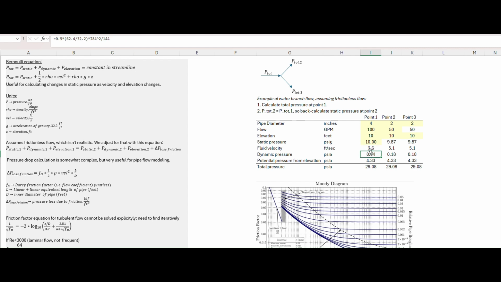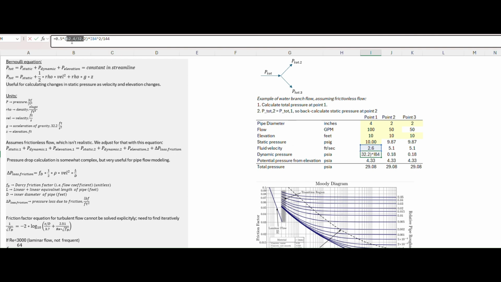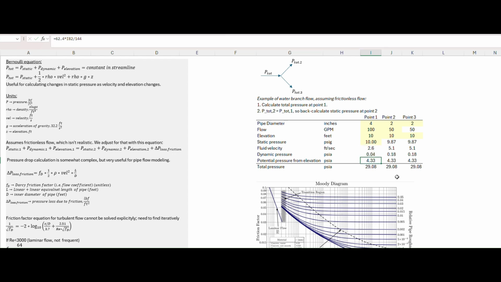So that's our velocity. If you know velocity, you know the dynamic pressure because it's 1/2 rho v squared. So we take 1/2 times rho, where 62.4 is the density of water in pound mass per cubic foot. We divide by 32.2 to get into slugs per cubic foot. Remember we said that we've got to use slugs for rho to make the Bernoulli equation work. And then times velocity squared, where velocity is in feet per second. We divide by 144 to get into pounds per square inch, absolute pressure.